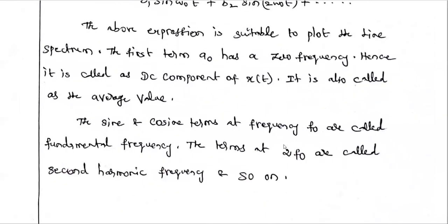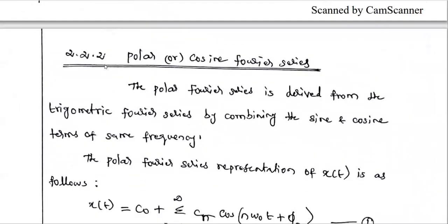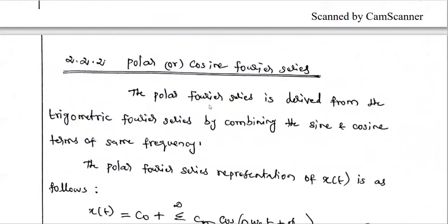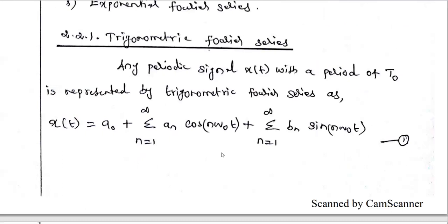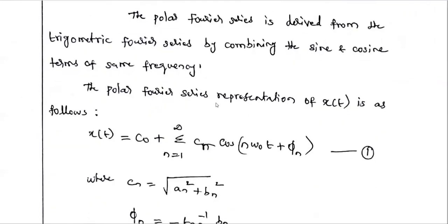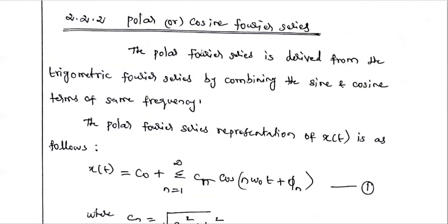Then the second type of Fourier series is the polar Fourier series, or cosine Fourier series. In this Fourier series, we are going to reduce the trigonometric Fourier series into the polar Fourier series. In the trigonometric Fourier series, the sine and cosine terms are there. We are going to combine the sine and cosine terms, and this gives the polar Fourier series. This Fourier series is derived from the trigonometric Fourier series by combining the sine and cosine terms of the same frequencies.